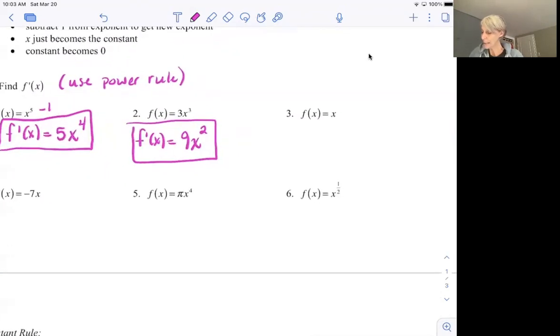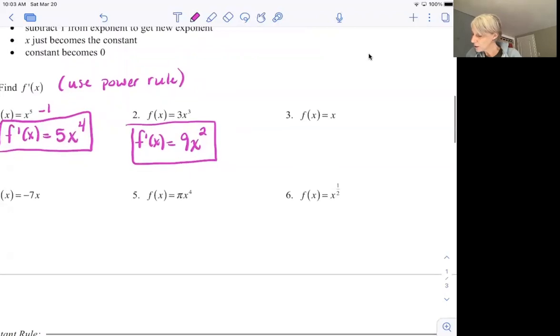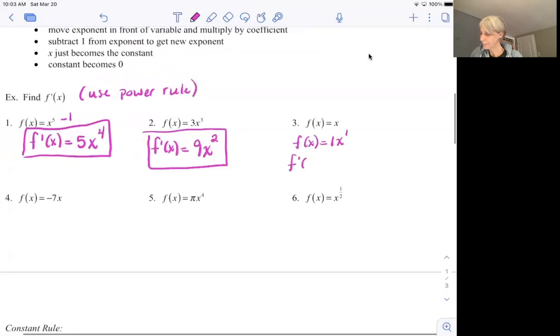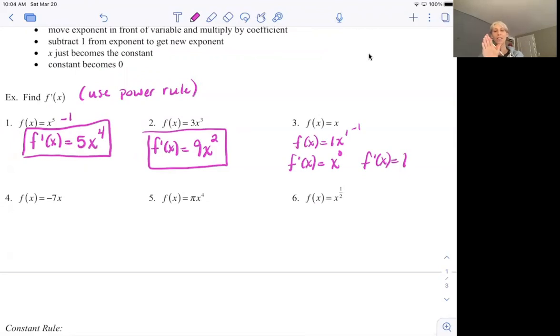F of x equals x. Okay. So let's just think about applying the rule. This really means 1 times x to the first power. So 1 times 1 is 1. X to the 1 minus 1 is x to the 0, which is just 1. So anytime we have just an x there, with no power, it's really x to the first, this is going to happen. And your derivative is just going to be whatever constant is in front of your variable.